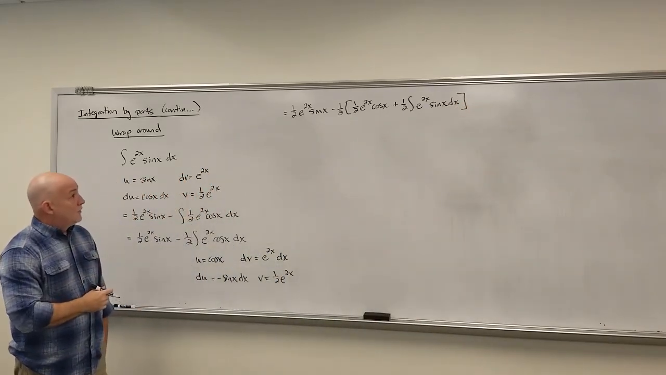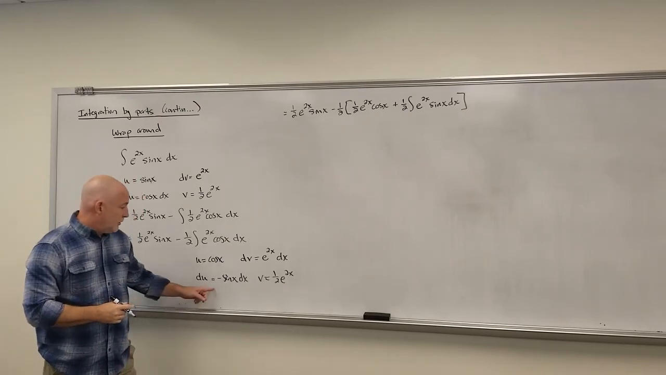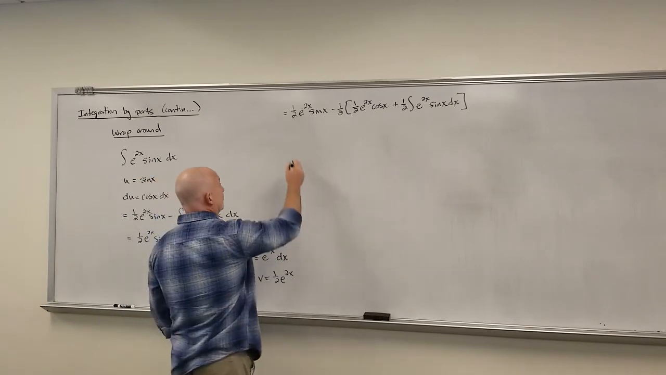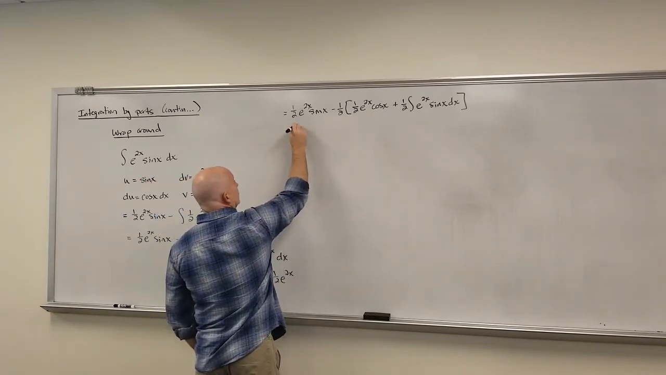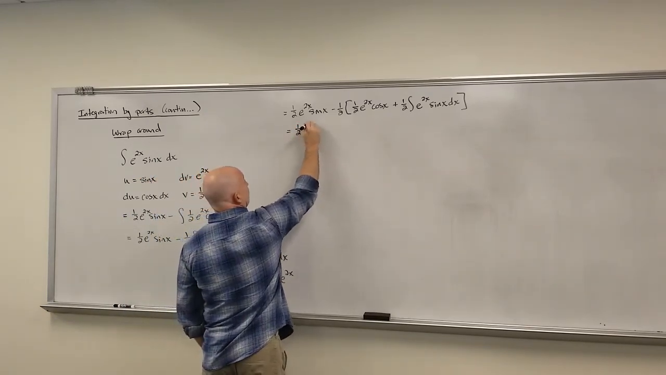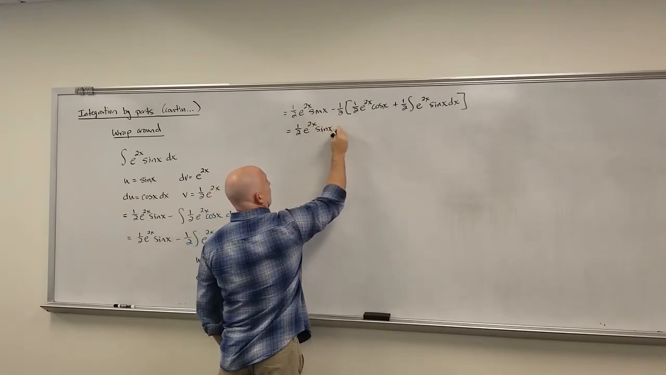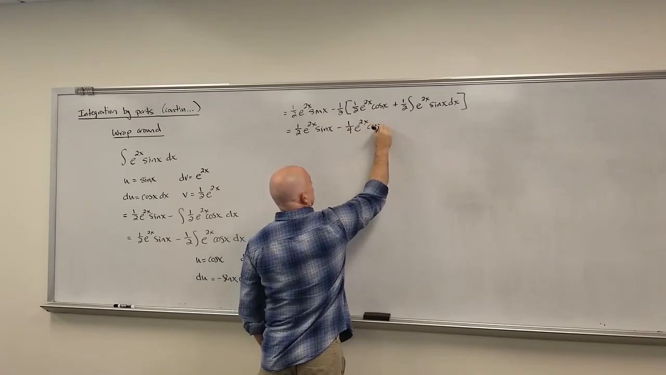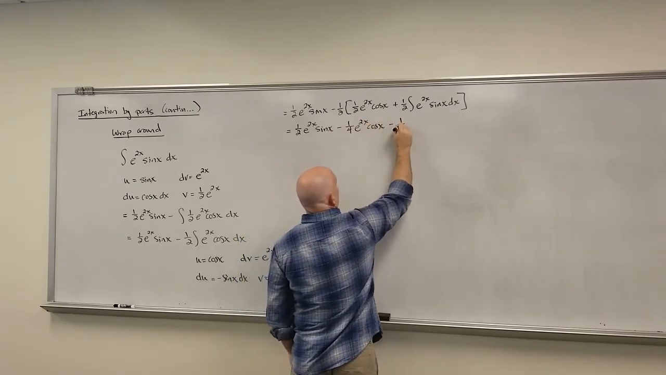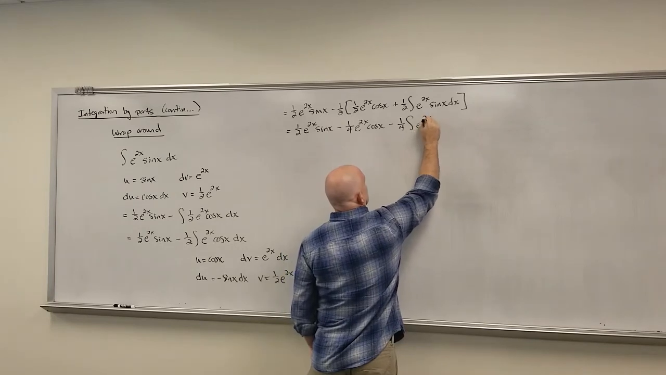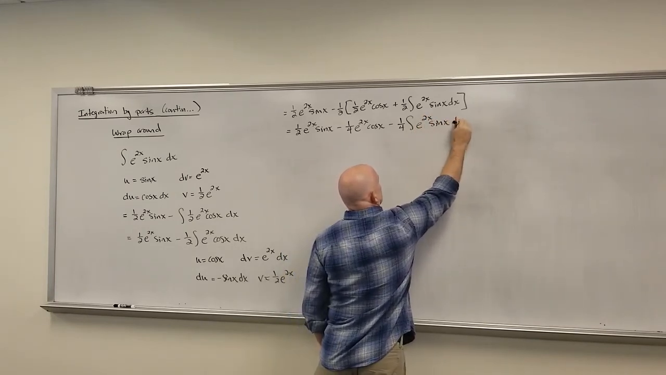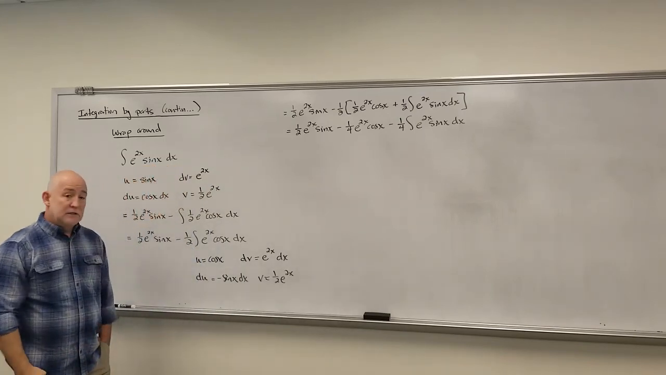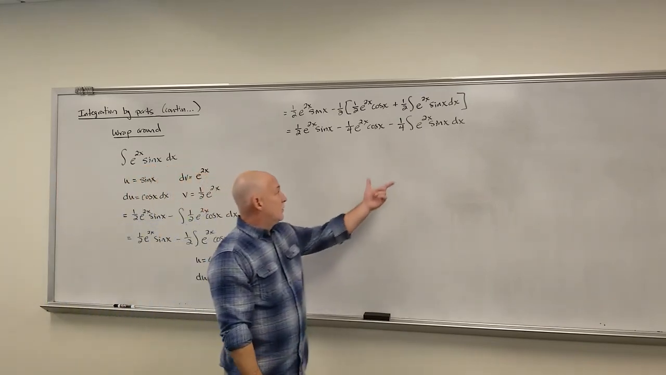All right, so uv minus the integral of v du, but our v du piece was minus, that's why it became a plus. So I'm going to do one more step here again to clean this up. I'm going to distribute that negative 1/2, so that's e to the 2x sine x minus 1/4 e to the 2x cosine x minus 1/4 integral e to the 2x sine x dx. Okay, so the idea for by parts is now we should be able to do this integral here.